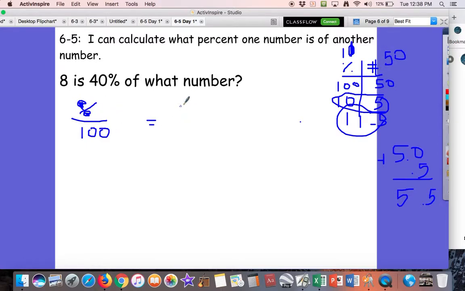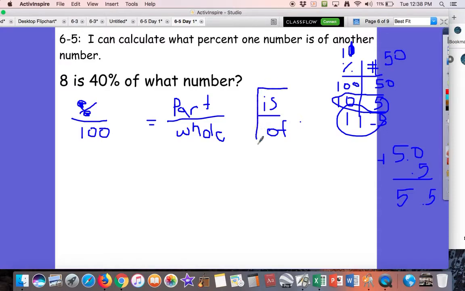Okay, and then over here we have two different things. We have part, and we have whole. Or we have is, of. And I think of these as like two different buttons that, depending on what the question is, I would use one or the other. So in this case, 8 is 40% of what number?